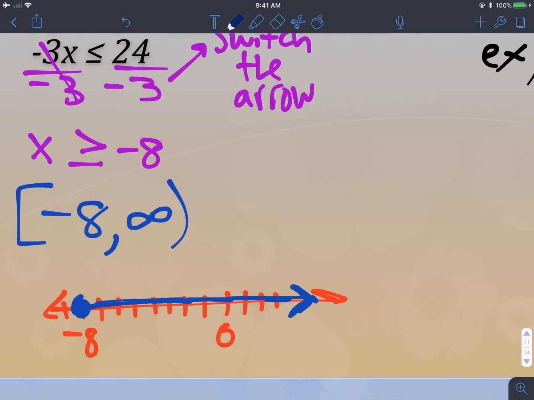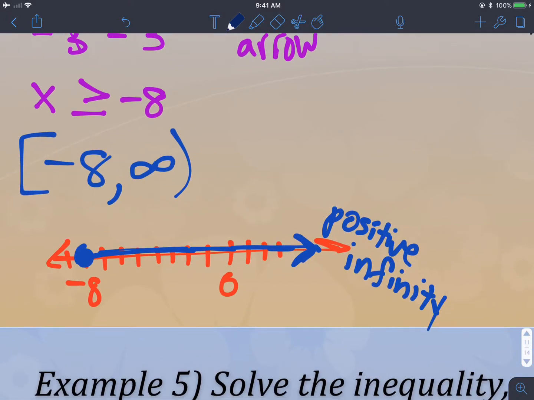So where do I start? Okay, the number line goes on forever. If you take a number line and go all the way to the right, this is going to be +infinity. Okay, the symbol is a figure 8. Sideways figure 8, right?